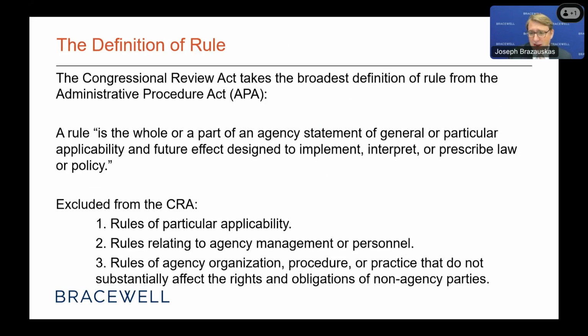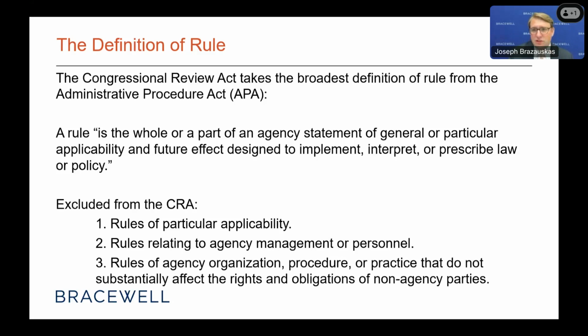However, the CRA specifically excludes certain types of rules. So these are rules of particular applicability, rules relating to agency management or personnel, and rules of agency organization, procedure, or practice that do not substantially affect the rights and obligations of non-agency parties. So in fact, Congress cannot disapprove of those types of rules. However, Congress can, of course, disapprove any final rule that is published in the Federal Register and reported to Congress.